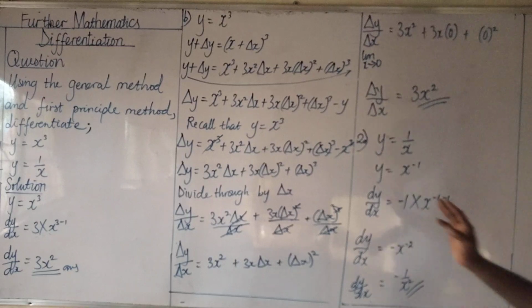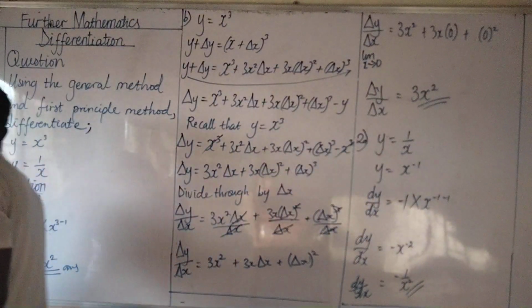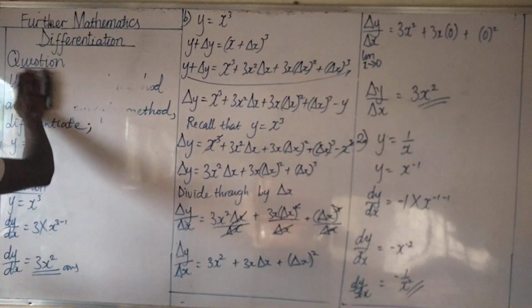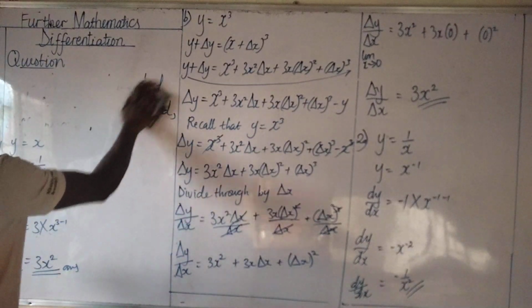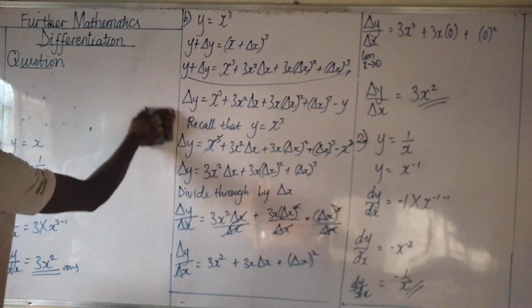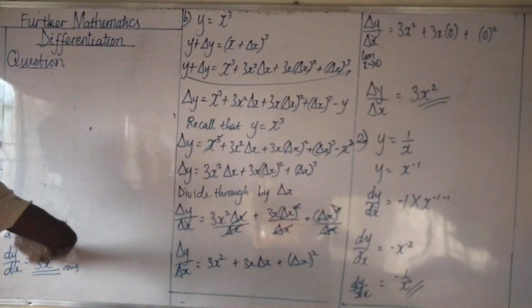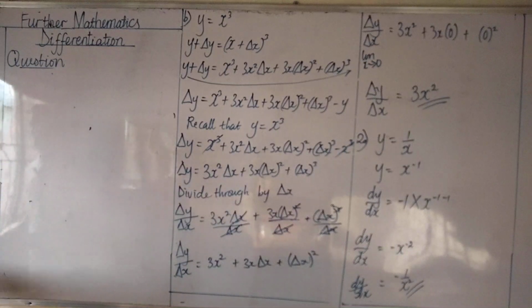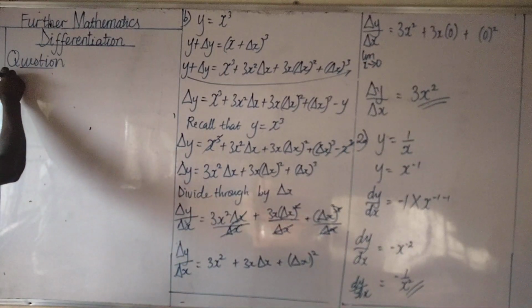Alright, we are going to use the first principle method of differentiation to differentiate that function, and we call it 2b. So let's solve 2b this side. Okay, we have our 2b.